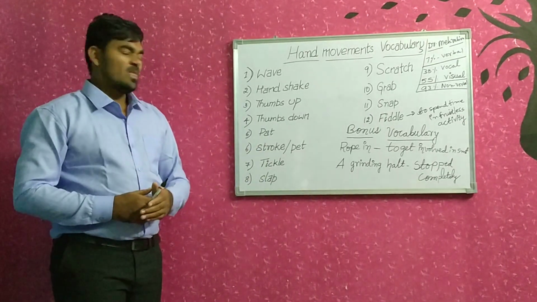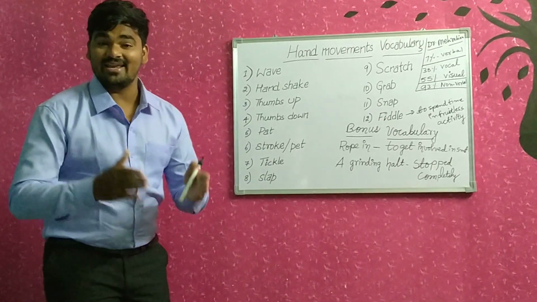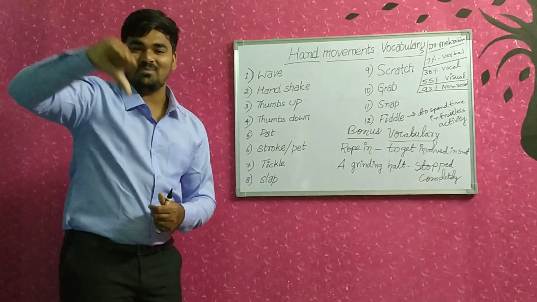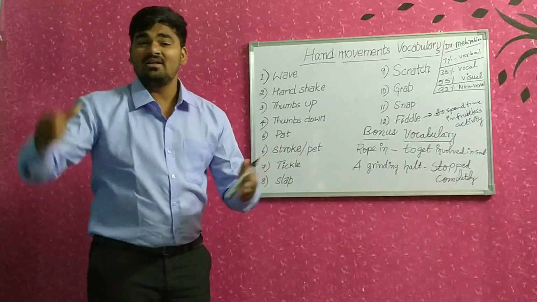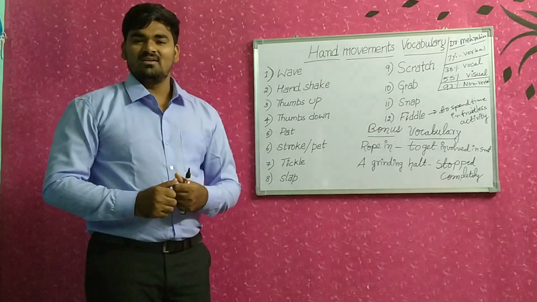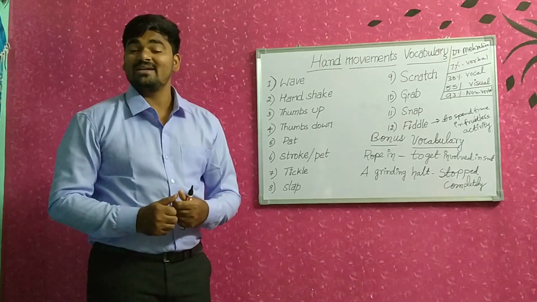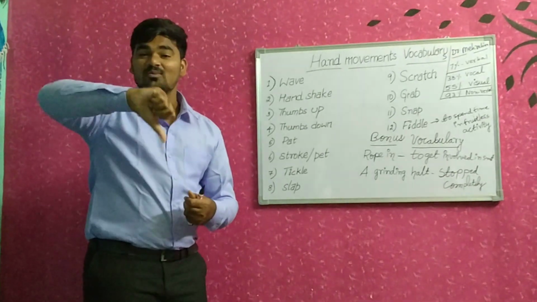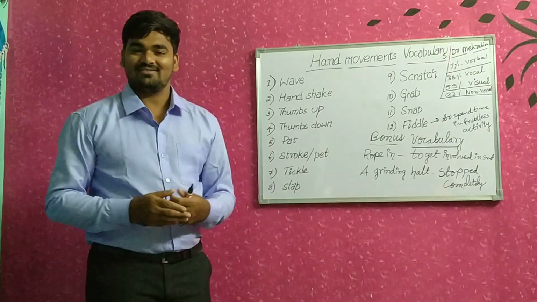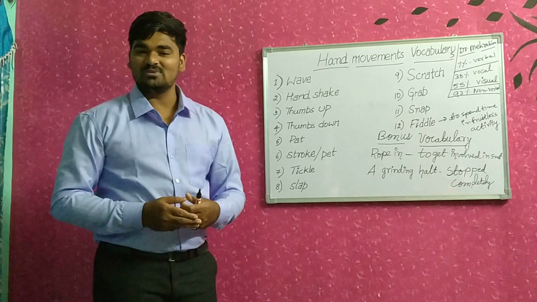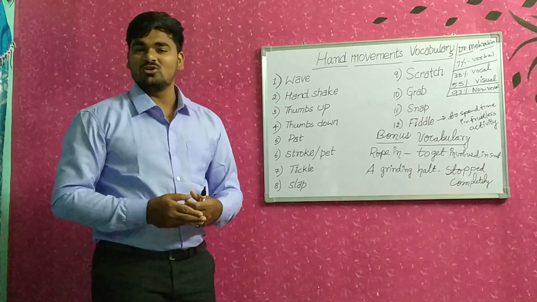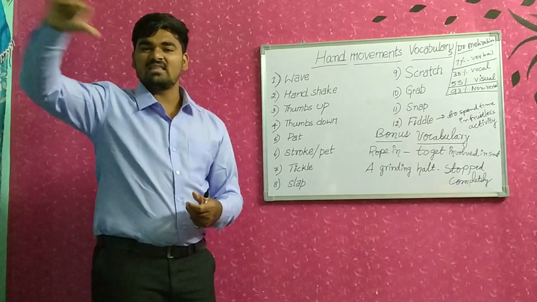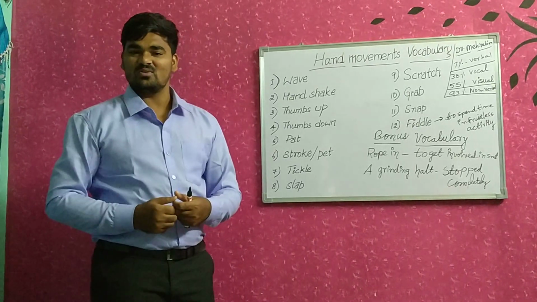Let's look at the fourth one. The fourth one here is thumbs down. What do you mean by thumbs down? This is not an appropriate sign, but a lot of people say thumbs down just to discourage someone. The example sentence is, losers always use thumbs down to discourage others.